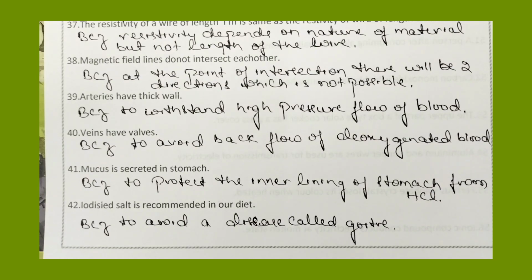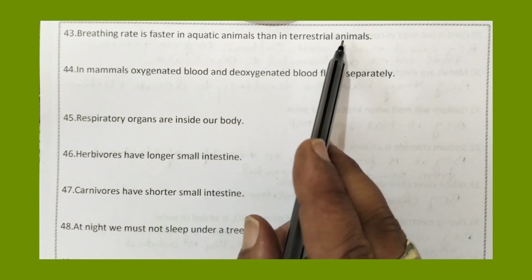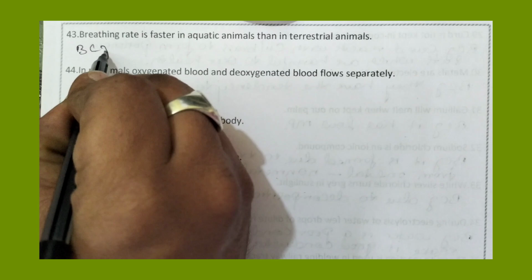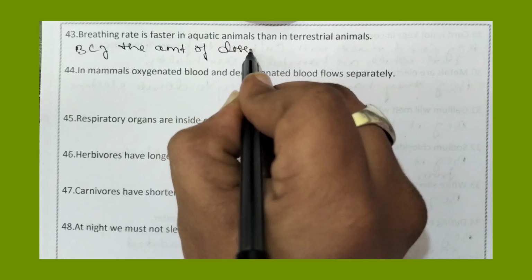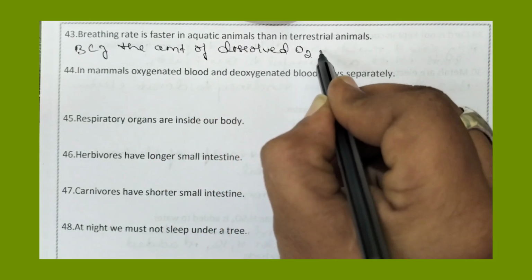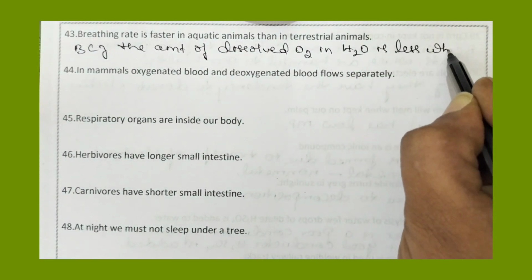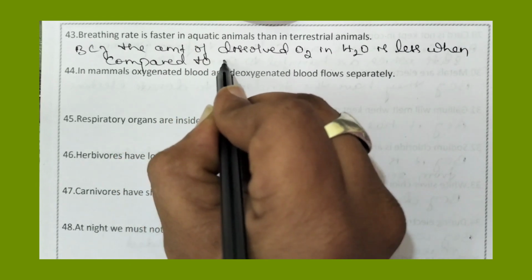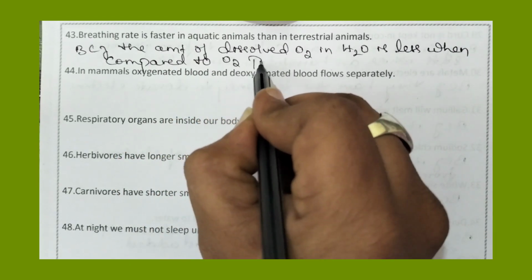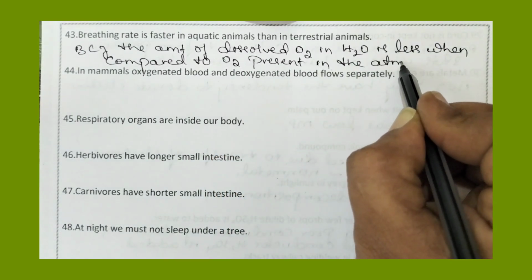Now let us move to question number 43. Breathing rate is faster in aquatic animals than in terrestrial animals because the amount of dissolved oxygen in water is less when compared to the oxygen present in the atmosphere.